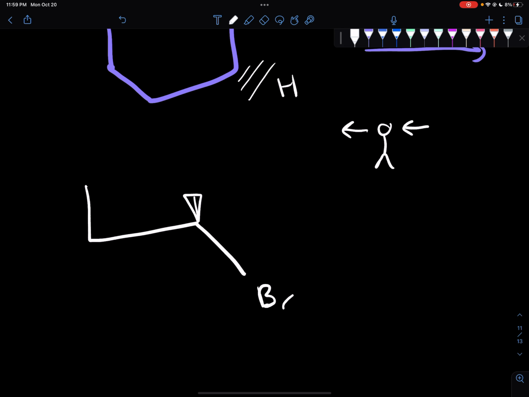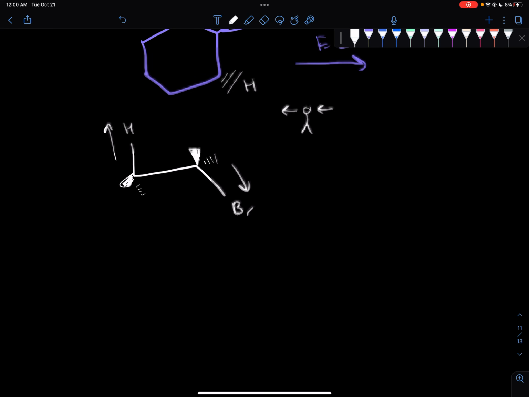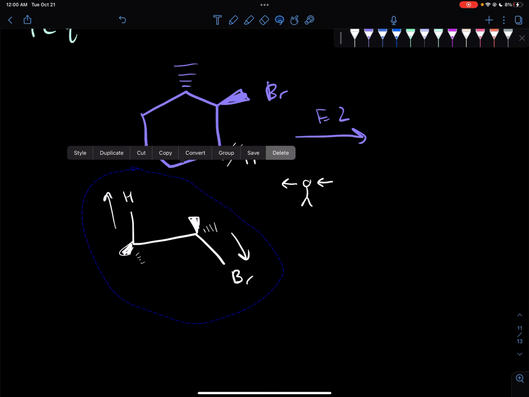Another way you could look at this is, let's say I have this. Look at this. Both bromine and H are on lines. They're on the plane, but they're on opposite sides. H is going up and bromine is going down. This is also a type of anti-coplanar. I'll explain why we need this, but just keep in mind what anti-coplanar means.